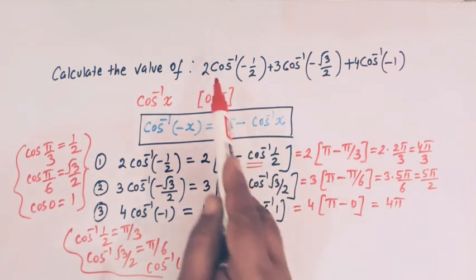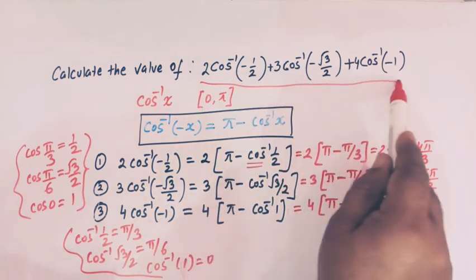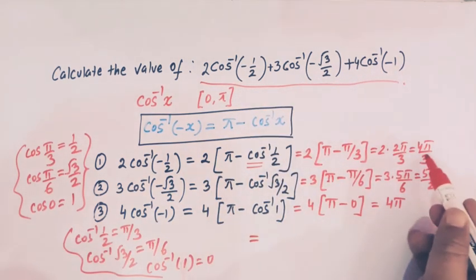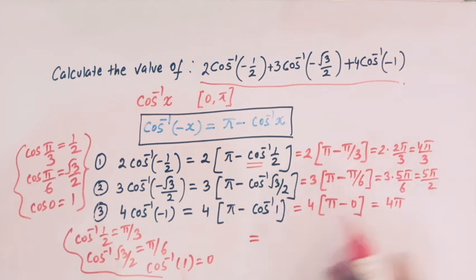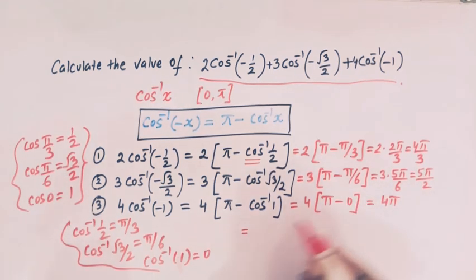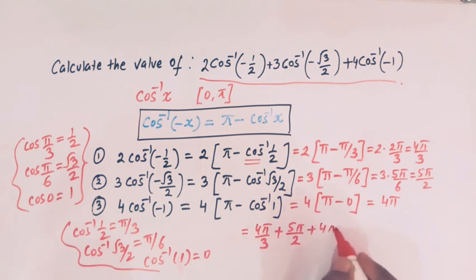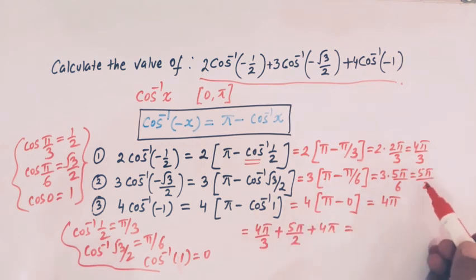So viewers, now the value of this expression is equal to the sum of these three terms. So we have 4 pi over 3 plus 5 pi over 2 plus 4 pi, right? So we have the sum of these three terms, right?